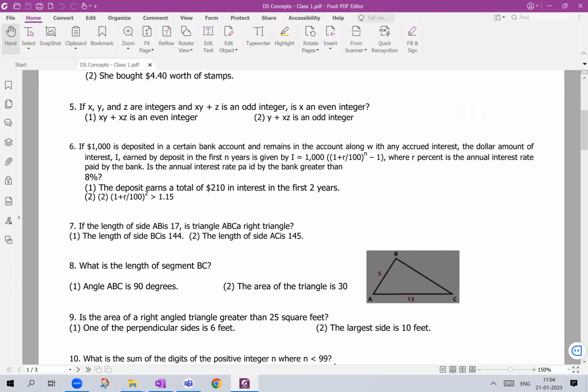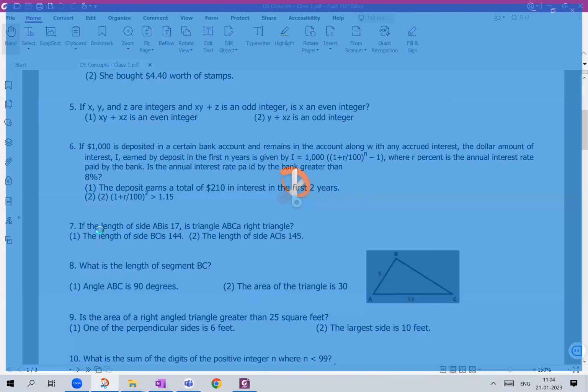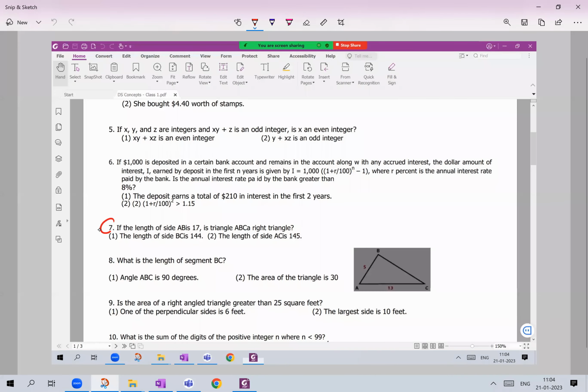Can you please take 2 minutes to solve question number 7? You might have solved it already if you would have done the homework. But still, a lot of people have not done it. So let's take 2 minutes, solve this question.